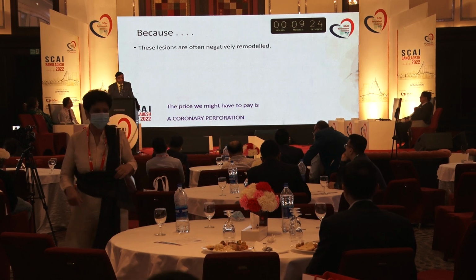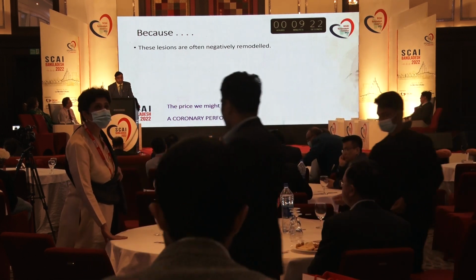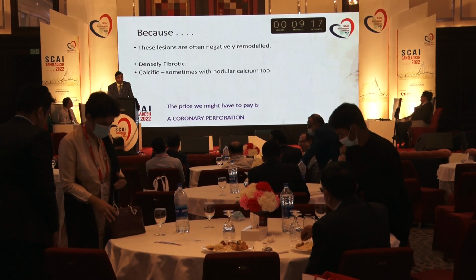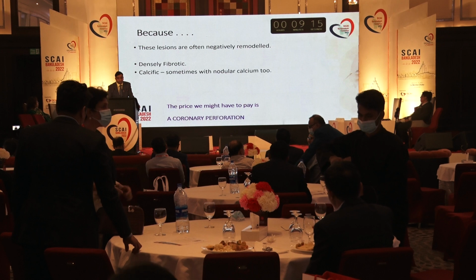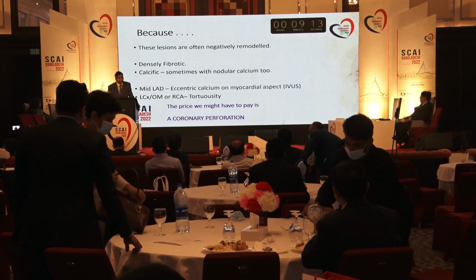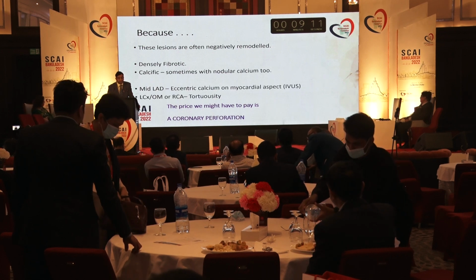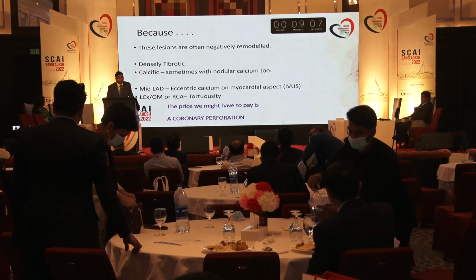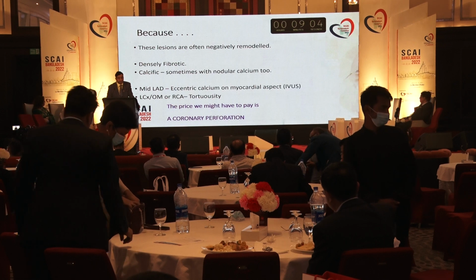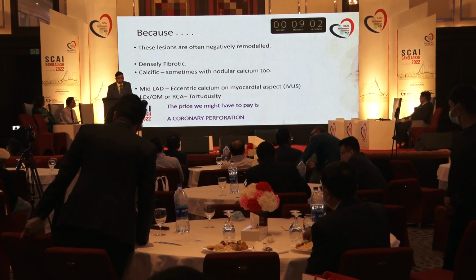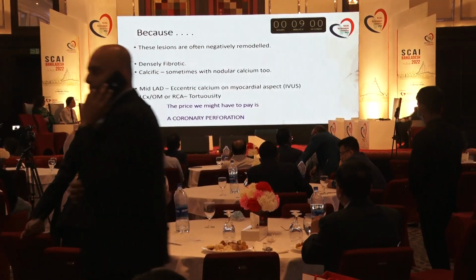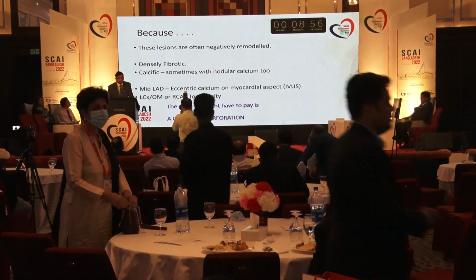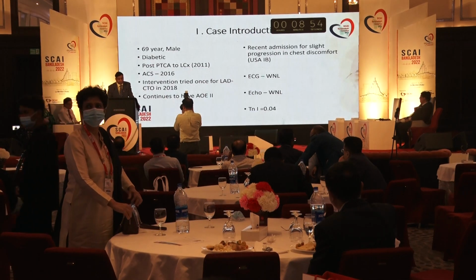Most of these balloon uncrossable lesions are usually negatively remodeled vessels with dense fibrotic plaque, or a calcific plaque with nodular calcium protruding into the lumen. We should be especially cautious in the mid-LAD where we have eccentric calcium on the myocardial aspect, or when facing a balloon uncrossable lesion in a tortuous LCX or RCA, because the price we might pay for being over-aggressive is coronary perforation.